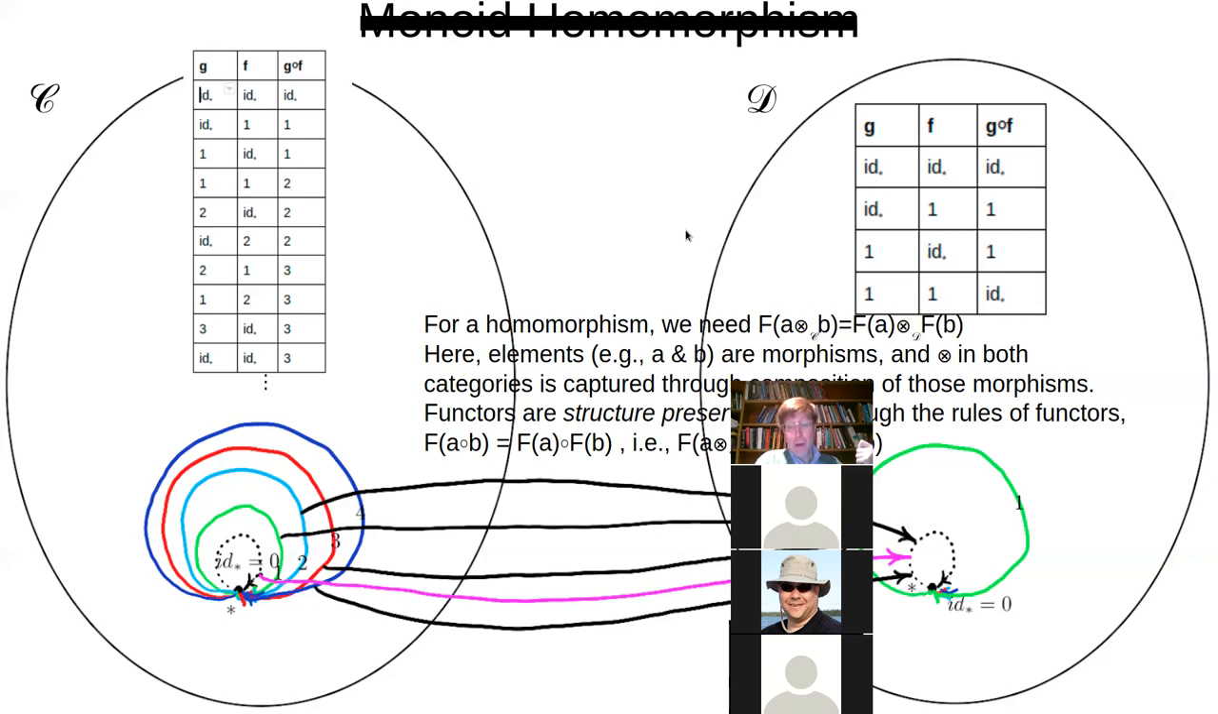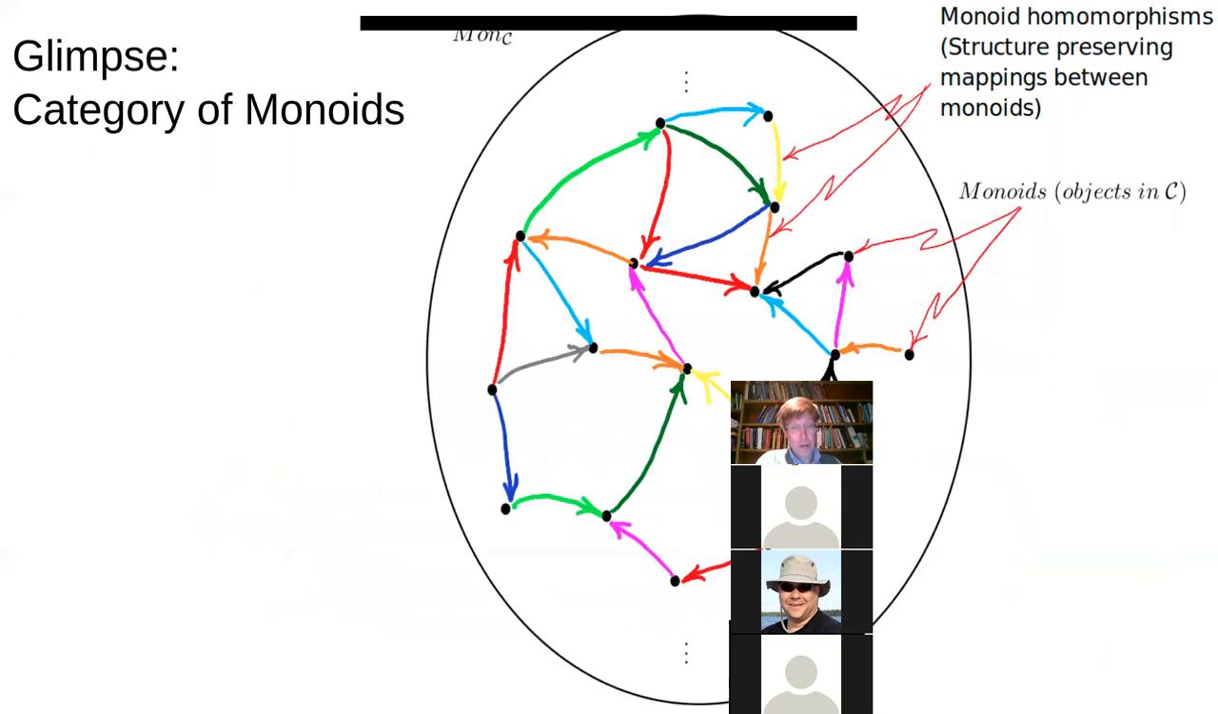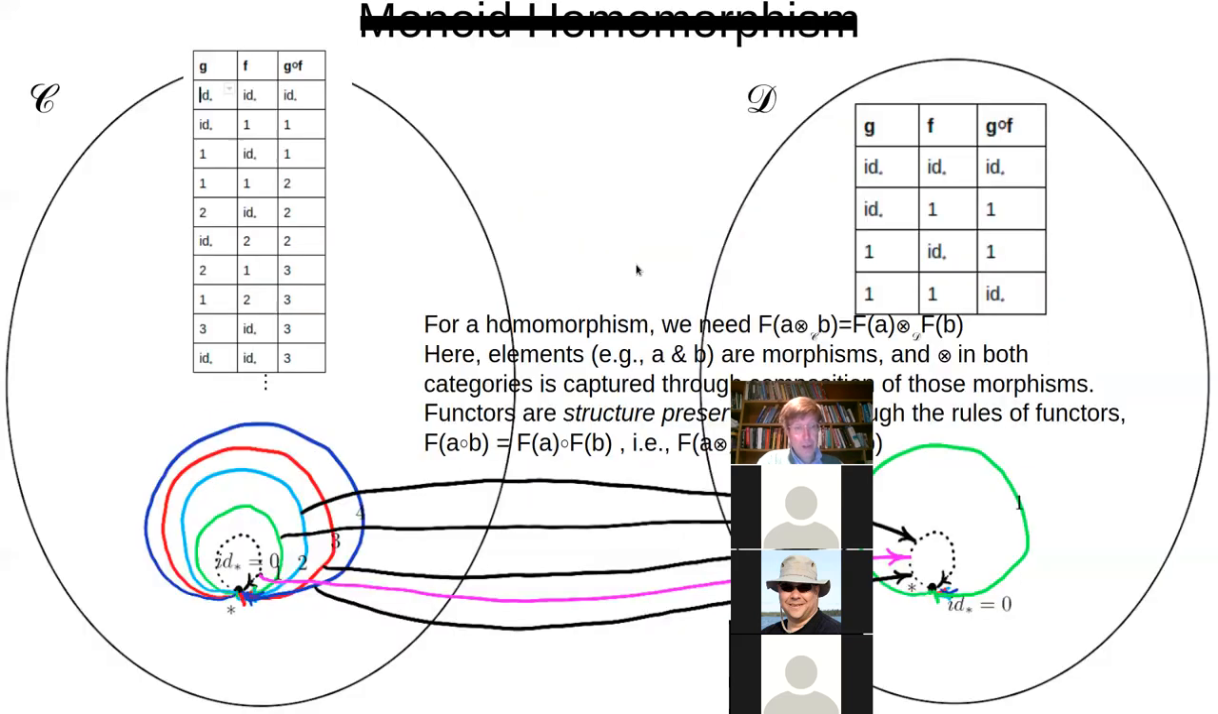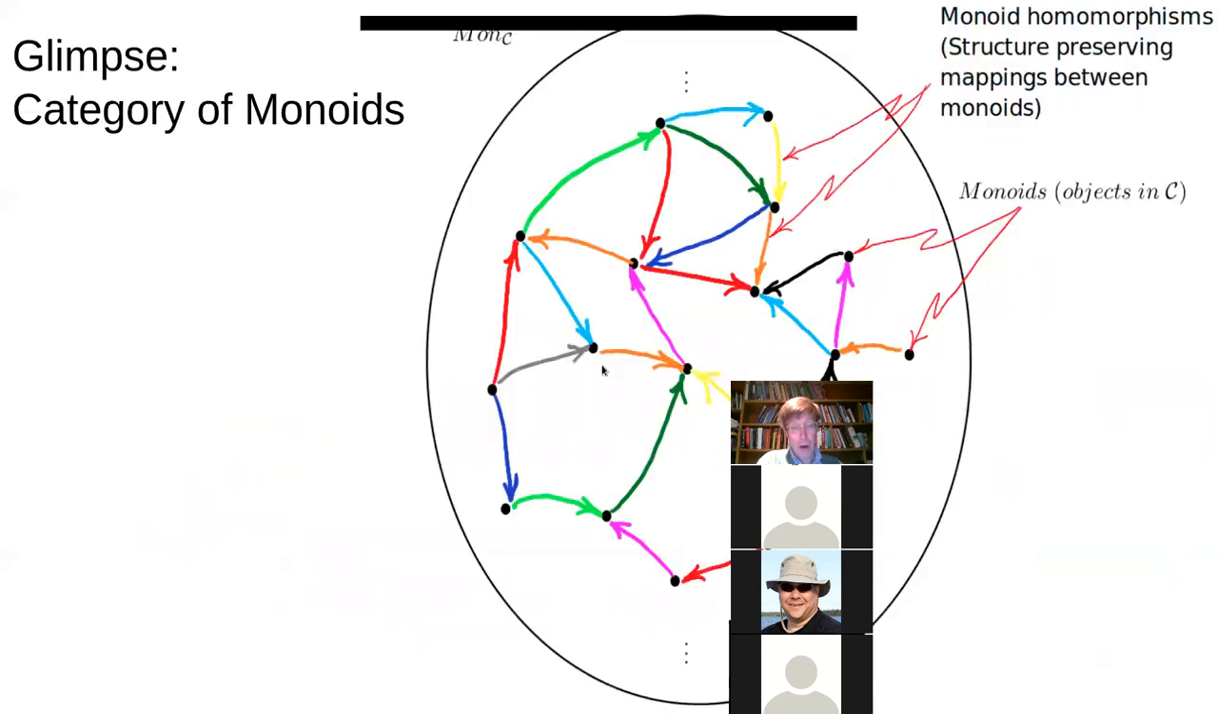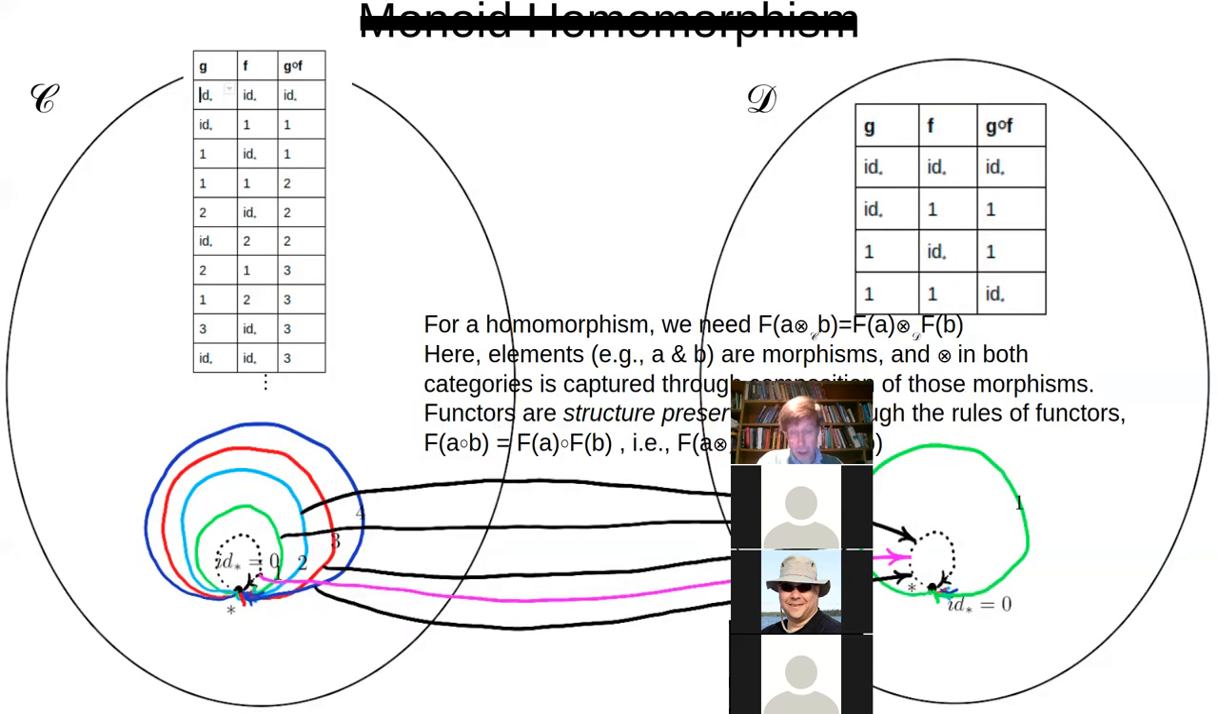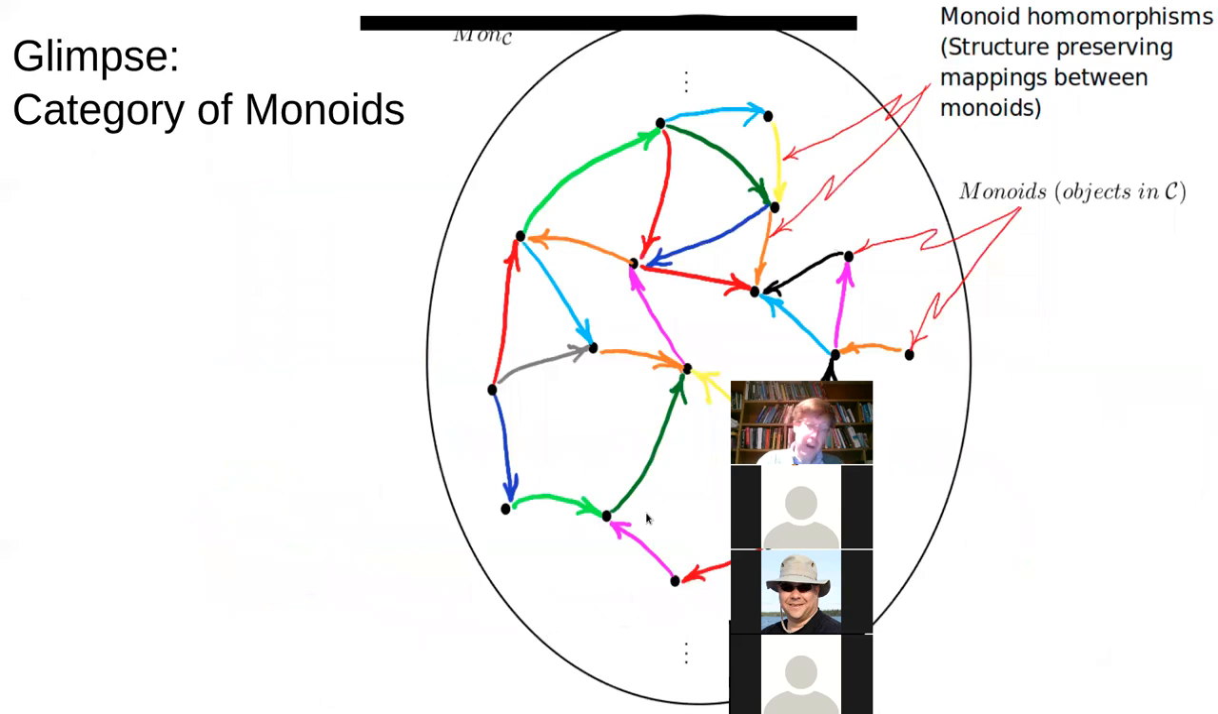They map between these categories. And so if we have this category of monoids, each of these categories can be mapped over. It's a monoid, and these arrows are homomorphisms between them that preserve this structure, much as this functor preserves this structure.